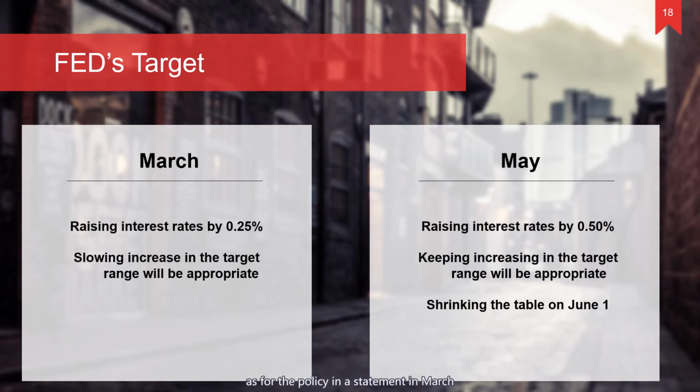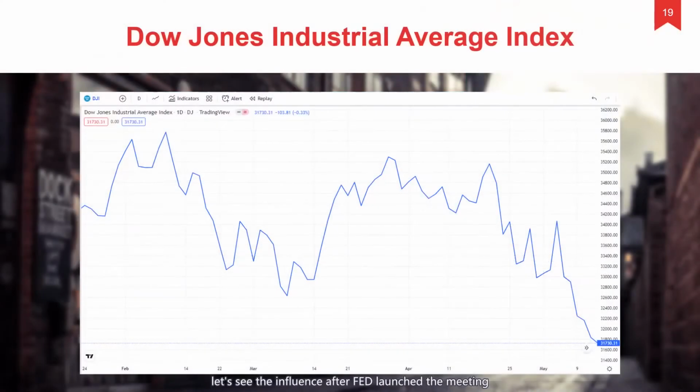As for the policy in the statement in March, the Fed raised the interest rate by 0.25% and said that a slowing increase in the target range will be appropriate. In May, the Fed raised the interest rate by 0.5%, and what's different is that the Fed is ready to shrink the balance sheet on June 1st.